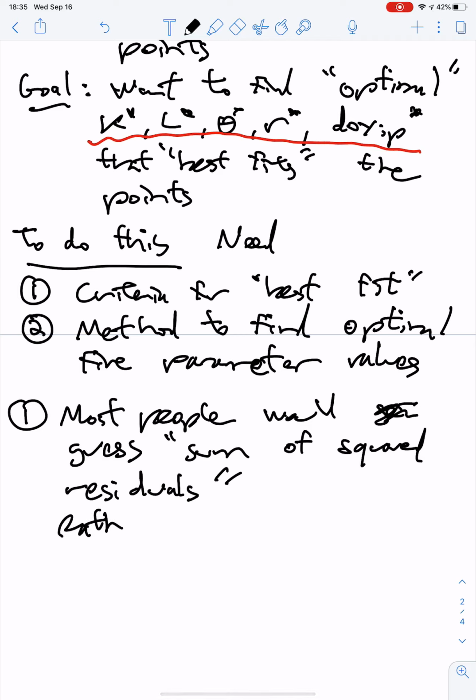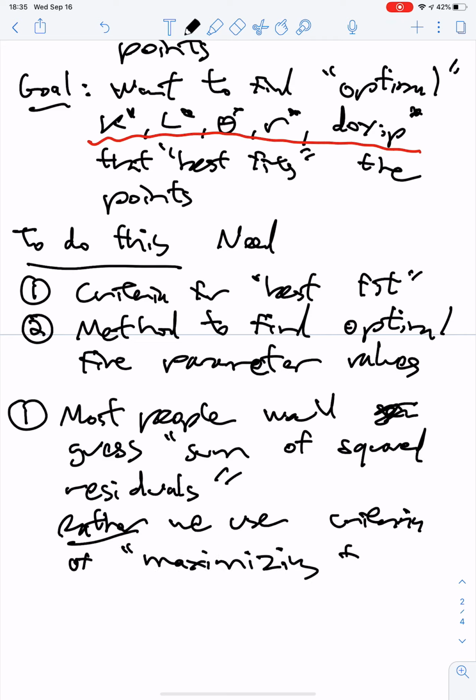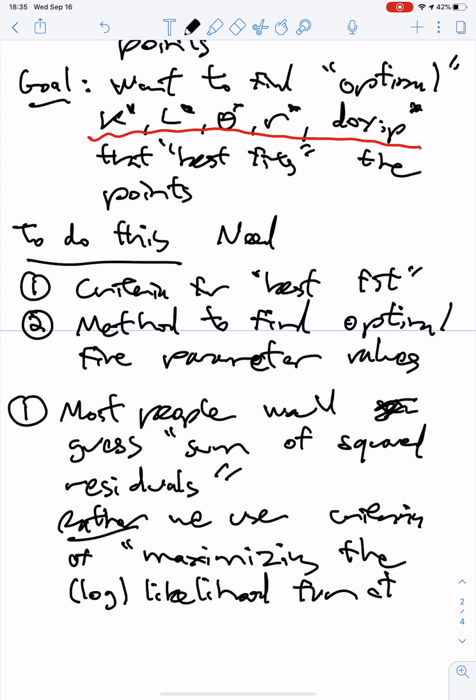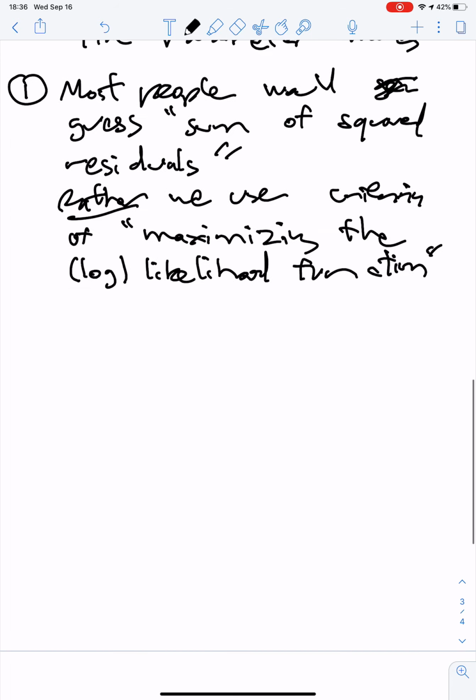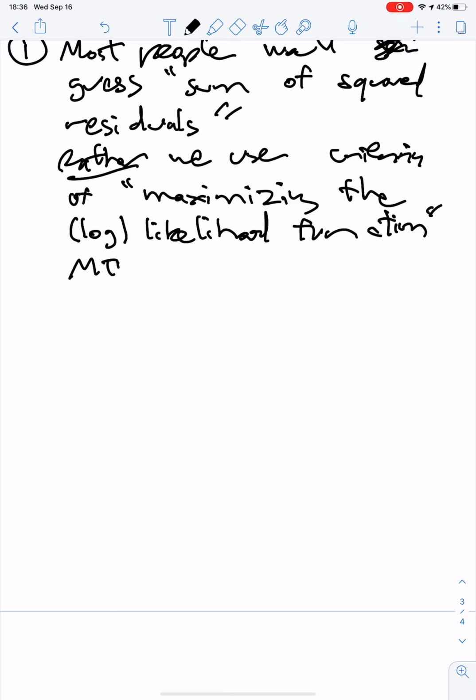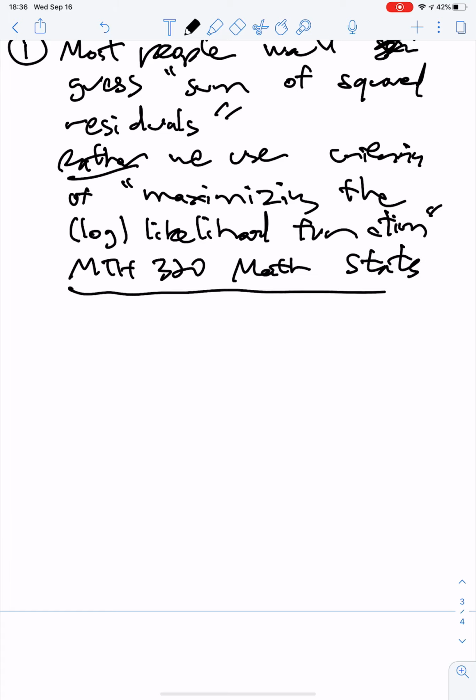But rather, we use a criteria called the likelihood criteria. We use a criteria of maximizing the quote unquote log likelihood function. This is something that is covered in Math 320 Mathematical Statistics. Now, this is not a prereq to this course, so I'm not gonna go into too much detail, but if you've taken this class, you might recognize these terms, and if you do end up taking this class in the future, you'll learn more about this.